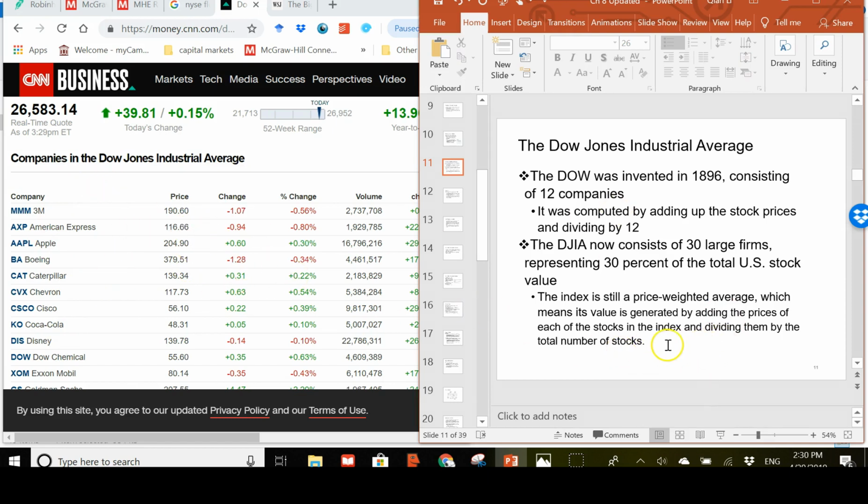And of course, that's just a starting point. As you see, the total Dow value today is almost 27,000. So there is a certain mechanism or equation to convert the price average into the number that's over 26,000 here. But that's beyond the scope of this class. At this point, just be aware that the idea behind the Dow Index calculation is the so-called price-weighted average.